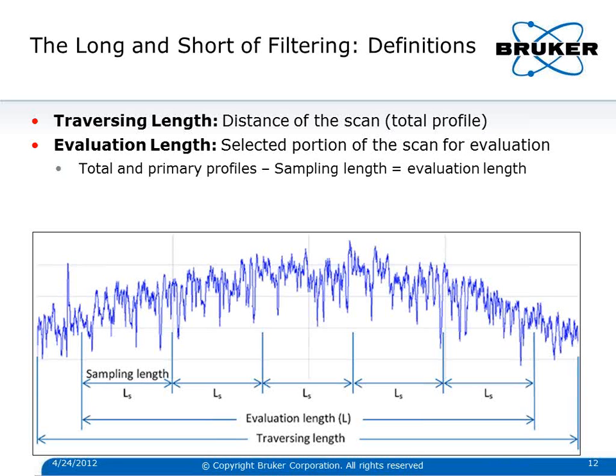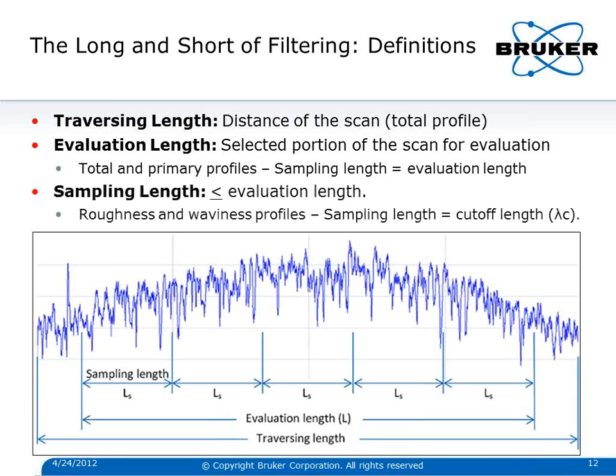And so you're just looking at a selected portion of the overall data. And then within the evaluation length is what we call the sampling length. The sampling length is typically less than or equal to the evaluation length. And from the sampling length is what we derive the roughness and waviness profiles from. So the sampling length is typically equal to the cutoff length, lambda over C.